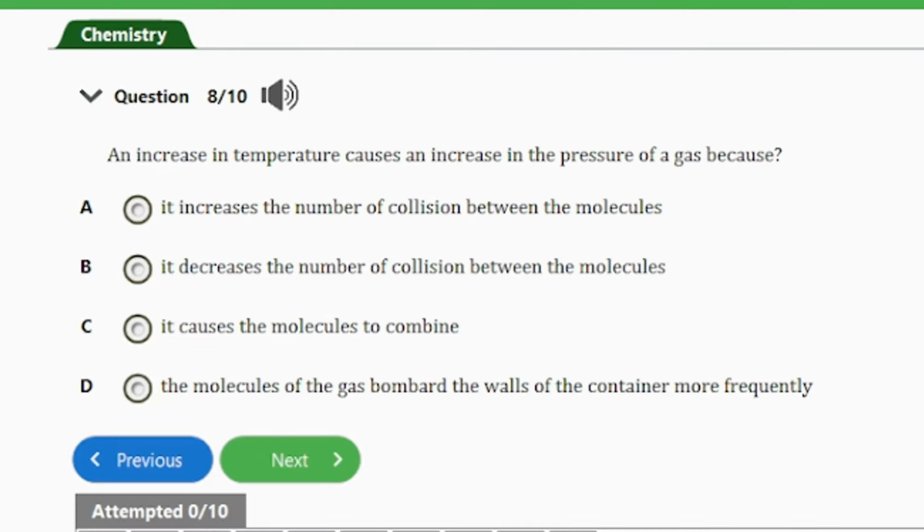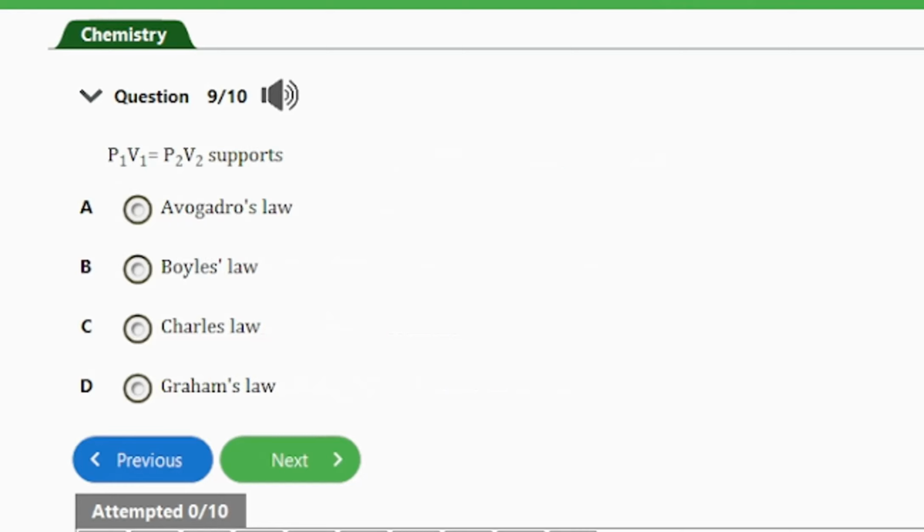So let's consider the next question. Question number 8. It says, an increase in temperature causes an increase in pressure of a gas because A, it increases the number of collision between the molecules. B, it decreases the number of collision between the molecules. C, it causes the molecules to combine. D, the molecules of the gas bombard the walls of the container more frequently. So guys, the answer to this question here is option D. The molecules of the gas bombard the walls of the container more frequently. So let's consider the next question.